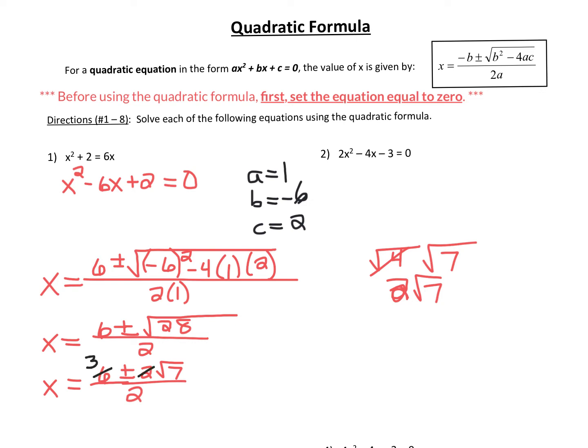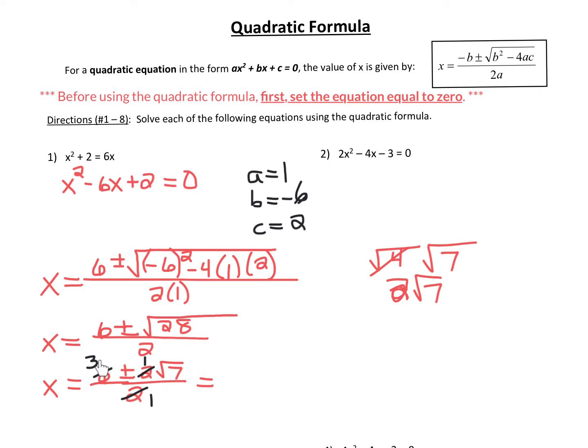2 divided by 2 is 1. And again, 2 divided by 2 is 1. So when I go to rewrite my final answer, I'm just going to bring it to the side here. We have 3 plus and minus 1 radical 7 over 1, which anything over 1, you don't need that on the bottom. And we also don't need this 1 in front of the radical 7.